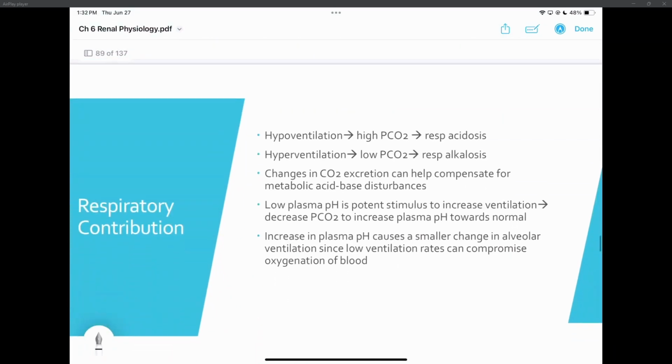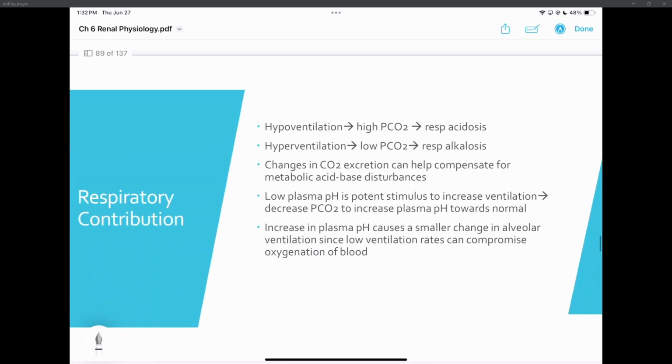The respiratory contribution, obviously, is in our breathing rates. Hypoventilation, low breathing rates, builds up carbon dioxide because we can't blow it off. Respiratory acidosis. Hyperventilation, like an anxiety attack, we're blowing off all that CO2. CO2 starts to drop in the blood, causing a respiratory alkalosis, because the pH is going to be more alkaline.